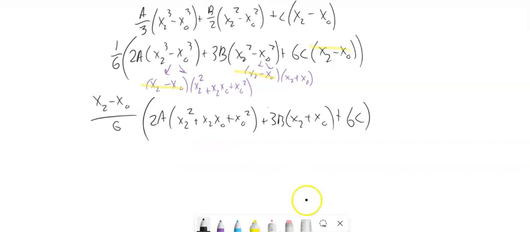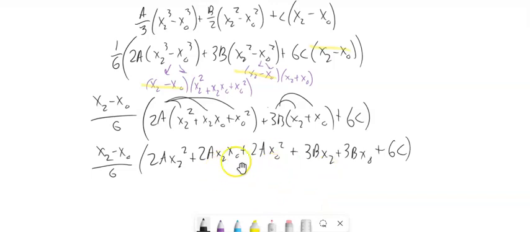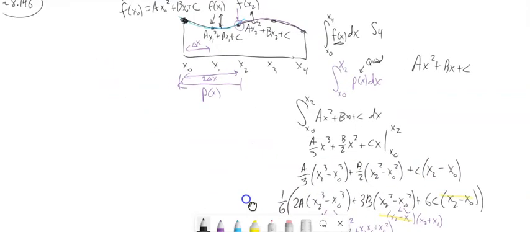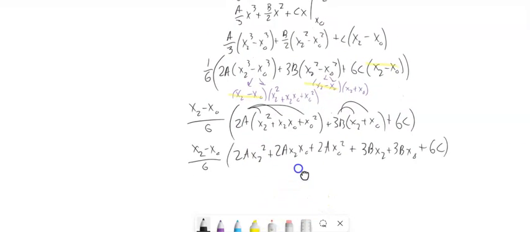I'm going to distribute this 2a into here and this 3b into here. Okay, so now we're pushing all these symbols around. And what I want you to remember now is this: a x sub 0 squared plus b x sub 0 plus c is f of x sub 0, right? They're the same point. They end up in the same spot. This parabola goes through those three points, and our original function f goes through those three points. So if I could get this, I could replace it with that. If I can get this, I can replace it with that. That's the strategy that we're going to do here.